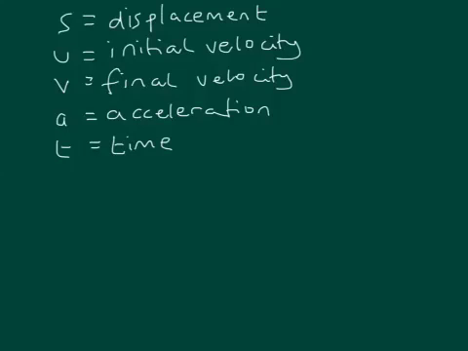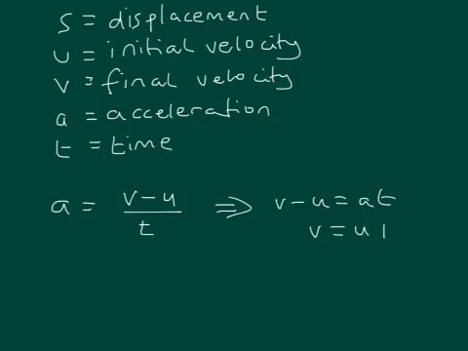What is acceleration? Well, acceleration is the way in which the velocity changes over time. So it's the difference between a final velocity and a starting velocity, and it's per unit per second. So from that we can rearrange that. We get V minus U equals AT. So that's normally written as V equals U plus AT.